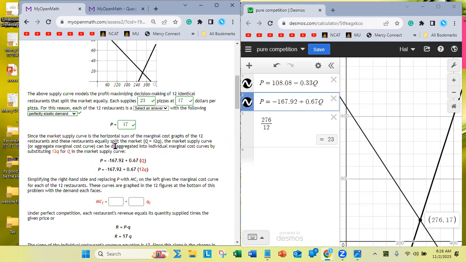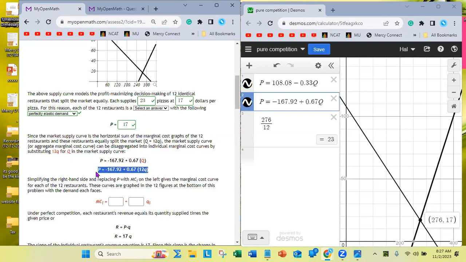And again, these restaurants equally split the market. So if I multiply little q times 12, because I have 12 firms in this market, I get the big Q, right? So the market supply curve or the marginal cost curve can be disaggregated into individual marginal cost curves by replacing Q with 12q. And I do that here. So this right here is the market supply curve or the market marginal cost curve.